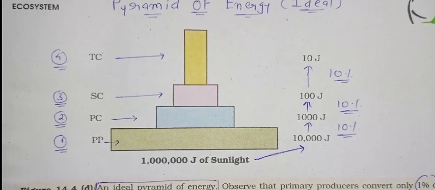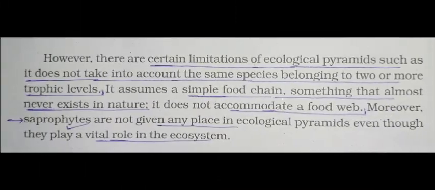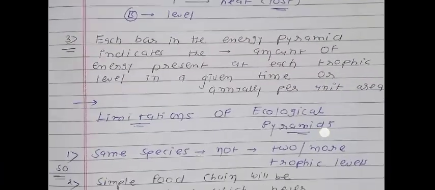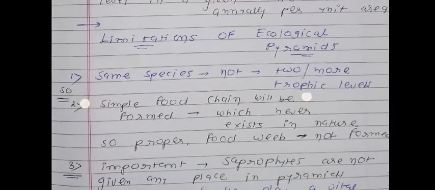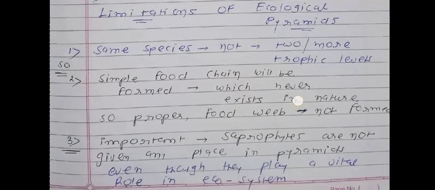See, the first trophic level has 10,000 joule of energy, it is one type of representation. The second level has 1000 joule of energy. The third level has only 100 joule of energy, while the fourth level has only 10 joule of energy. Okay, so sentence number 3 is also completed. And now we will talk about the last concept of this question.